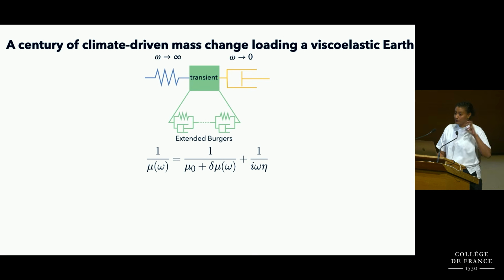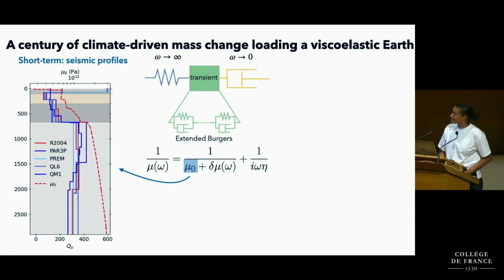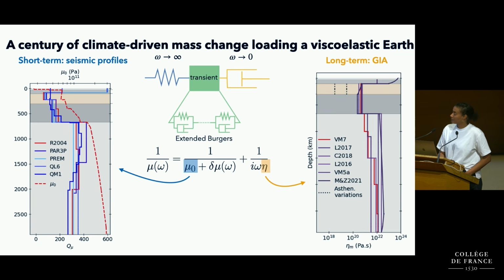And for that, we move from just the simple Burgers rheology to an extended Burgers rheology, where basically we have more Kelvin-Voigt blocks here, and we can model this as a function of the elastic part, where we can get elastic properties from various seismic profiles, and from the long-term viscous part, where we can get information from GIA models, a range of them.